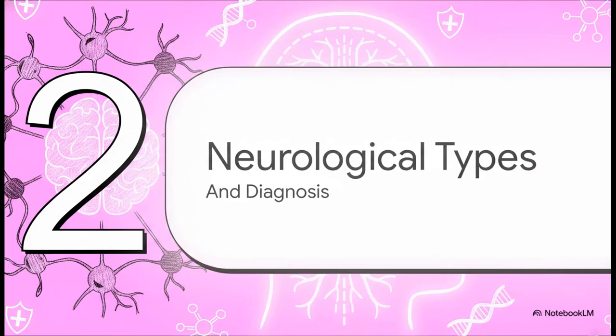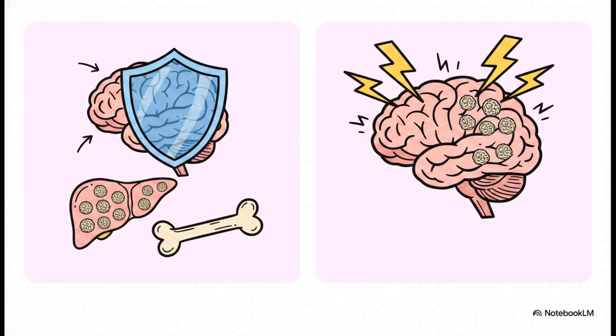Section 2. Neurological types and diagnosis. So to truly understand how this disease behaves, and more importantly, how we can actually medically engineer a solution, we have to categorize it based on one absolutely vital factor: central nervous system involvement.